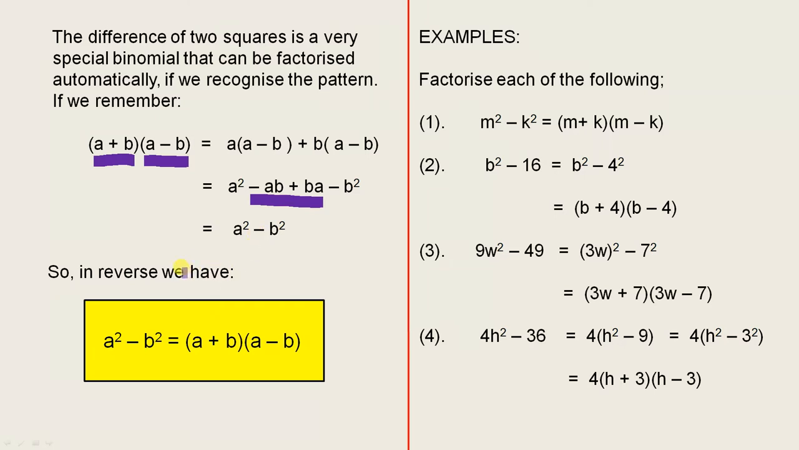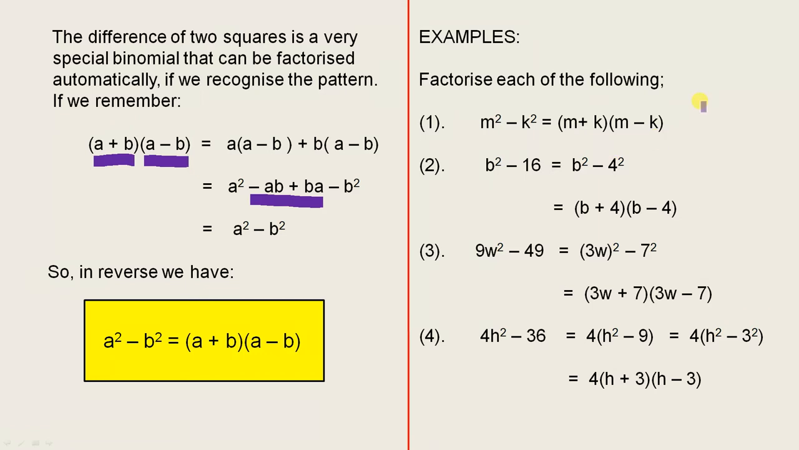So in reverse, in other words, if we start off with a squared minus b squared and we're asked to factorise it, this is what we get. a squared minus b squared, that's how we factorise it. The difference of two squares is one term and another term with a subtraction sign between them, and each of them is squared. That's the difference of two squares, and that's how it's factorised.